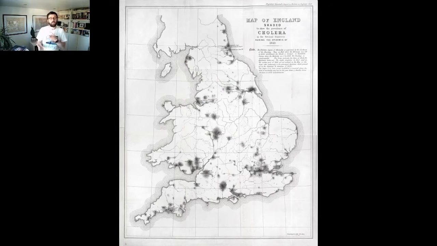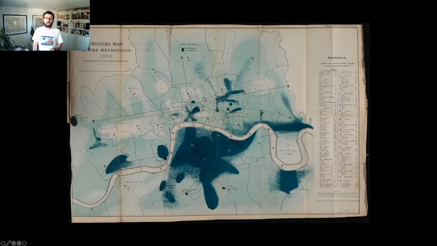And you may think already that there are parallels between what's happening today and what happened back in 1849. London was particularly badly hit through these successive waves of cholera outbreaks, and lots of mapping was going on at the time to see which areas were most affected and which were least affected.